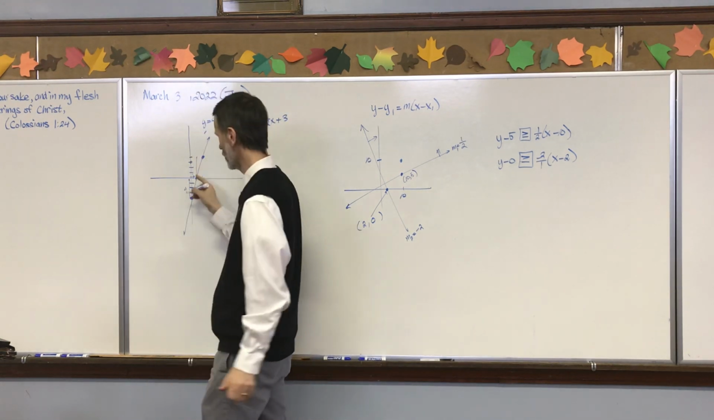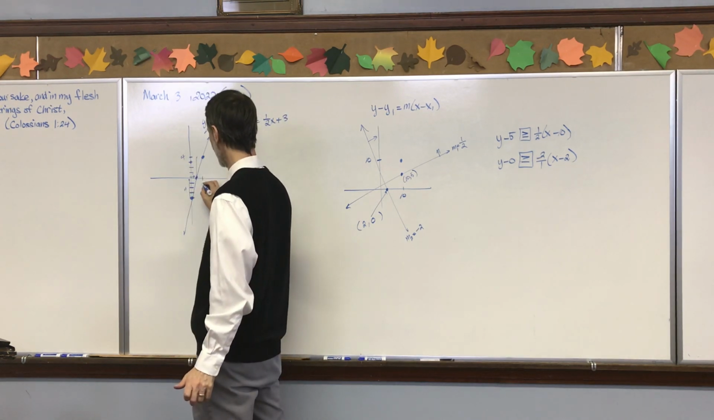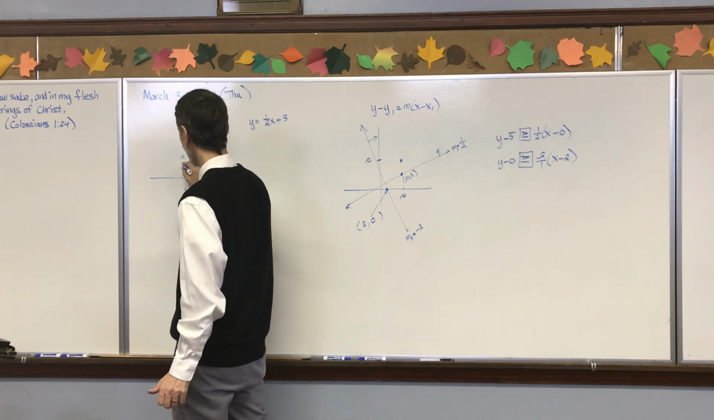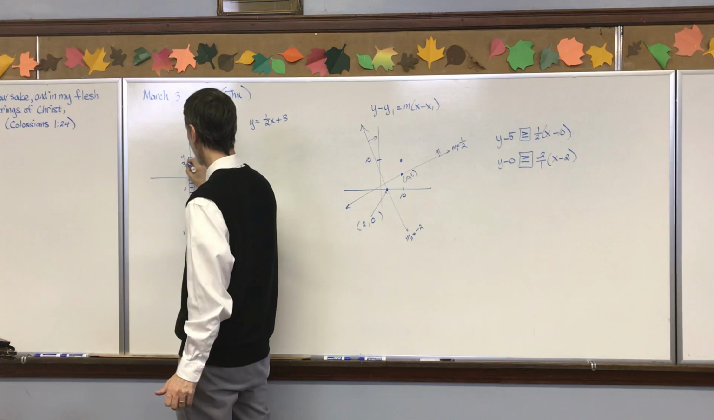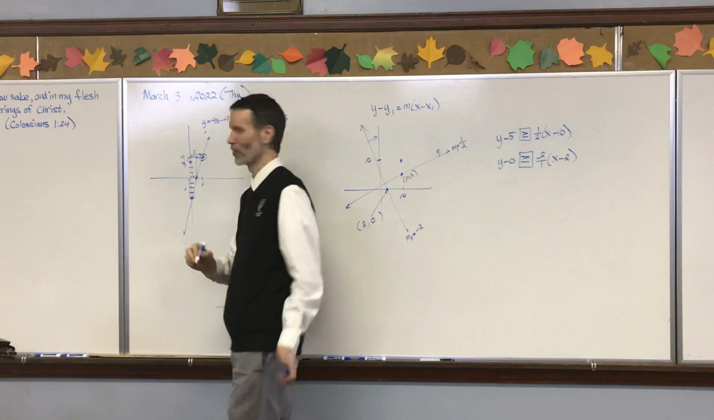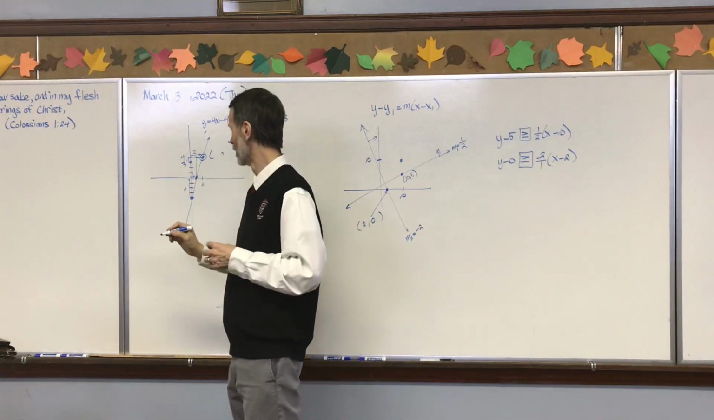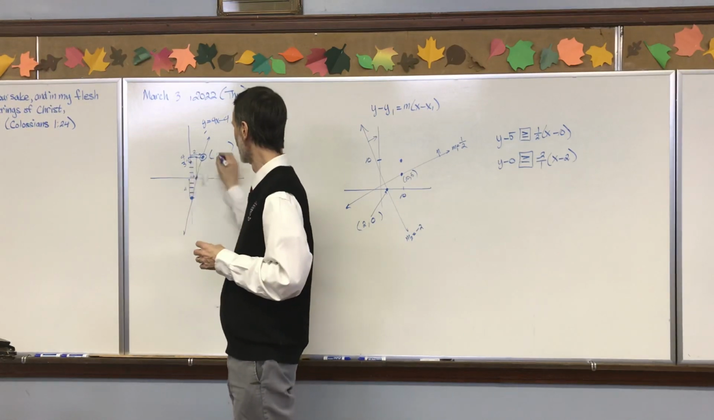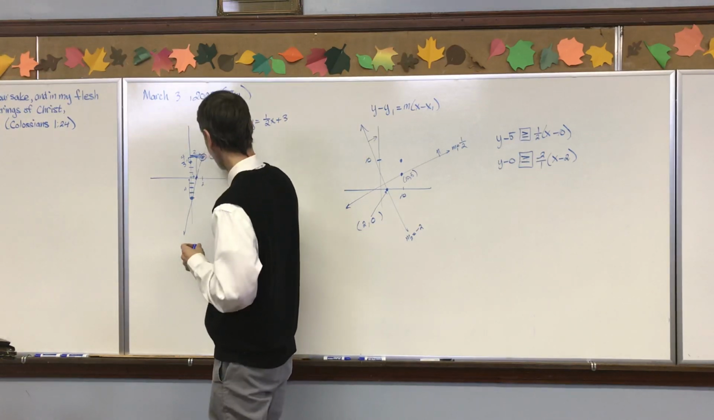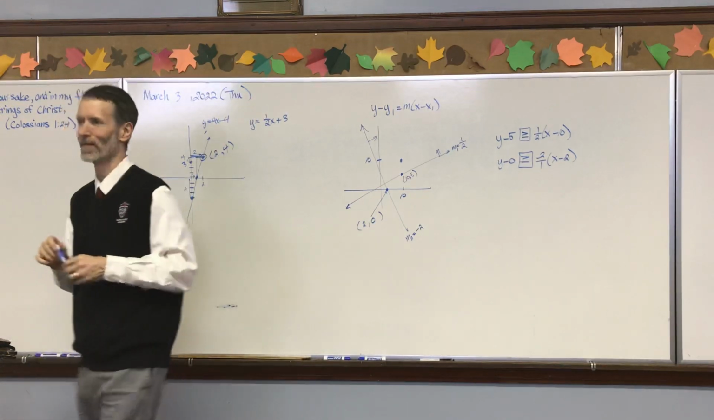Up 4. Where would you end up? What height? 4. And then how far over? So 2. Now check where you ended up here. You started at 3. Rise 1, run 2. The exact same point. So where are you? 2 comma 4. That's a solution. X equals 2, y equals 4.